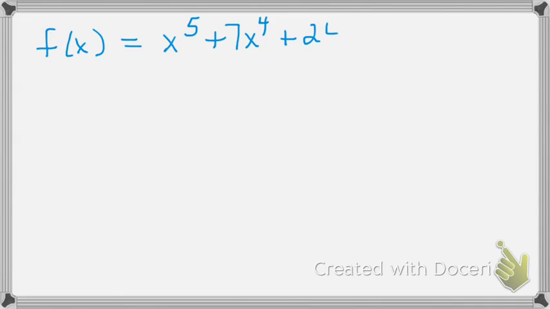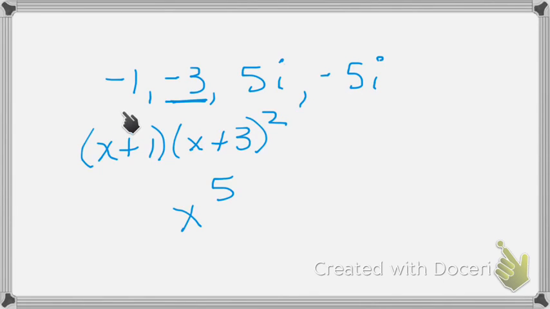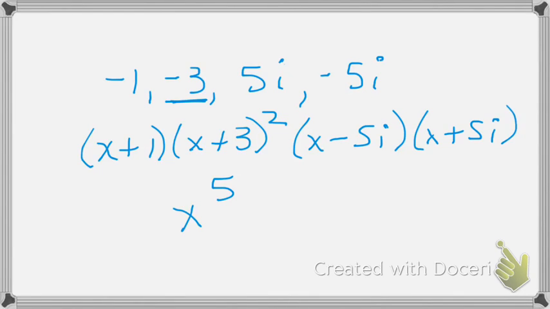Question. Yes, go ahead. To write it in factored form, it would be x plus the 3 squared. If it did not ask you to write this one in factored form, but if you had to, it would be x plus 1, x plus 3 squared, and x minus 5i and x plus 5i. That's what it would look like in factored form. Okay?